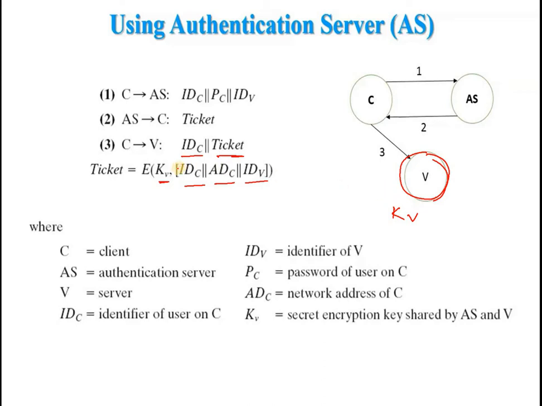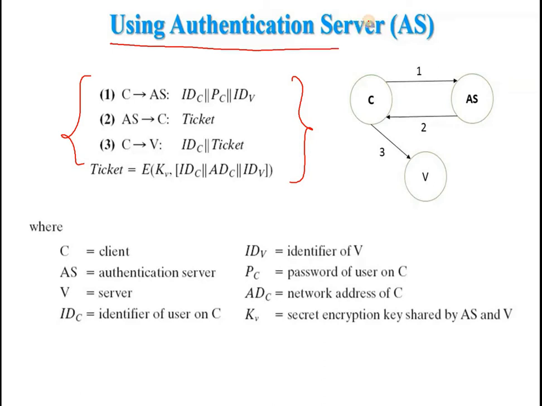So now V can decrypt this ticket. After decryption, it comes to know the identifier of C, the network address of C, as well as the identifier of V. So these are the three steps which take place by using the authentication server.